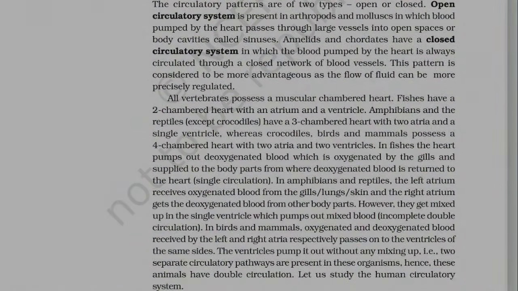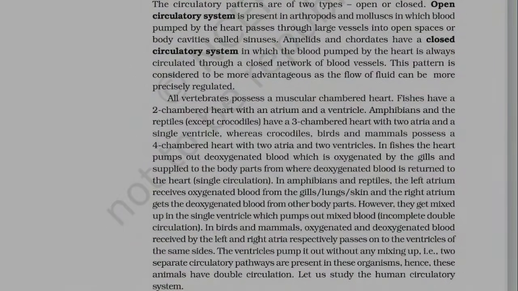All vertebrates possess a muscular chambered heart. Fishes have a two-chambered heart with an atrium and a ventricle. Amphibians and the reptiles, except crocodiles, have a three-chambered heart with two atria and a ventricle. In fishes, the heart pumps out deoxygenated blood, which is oxygenated by the gills and supplied to the body parts from where deoxygenated blood is returned to the heart.